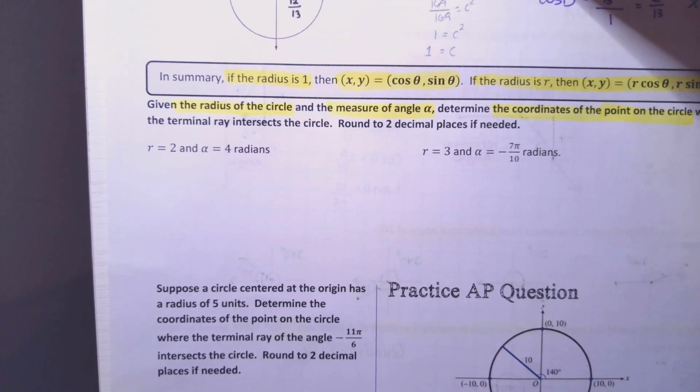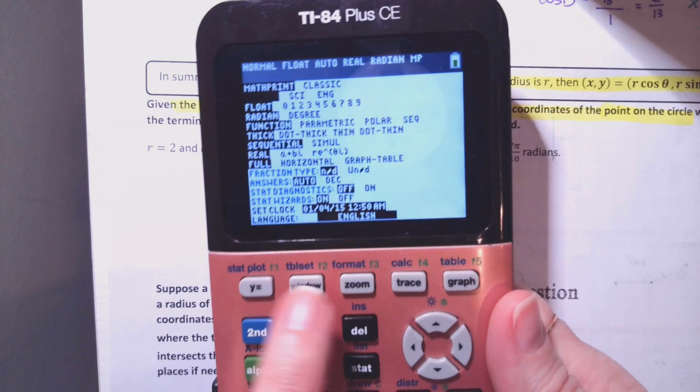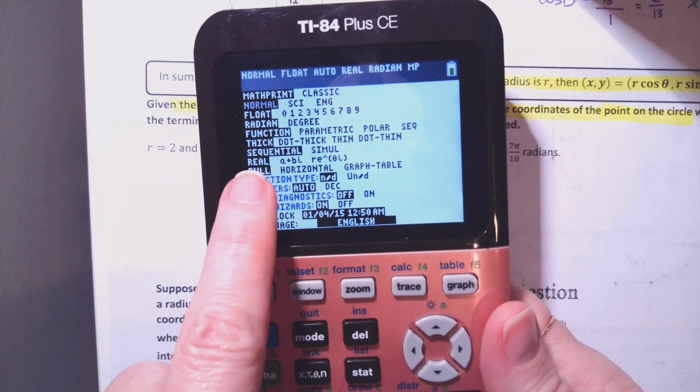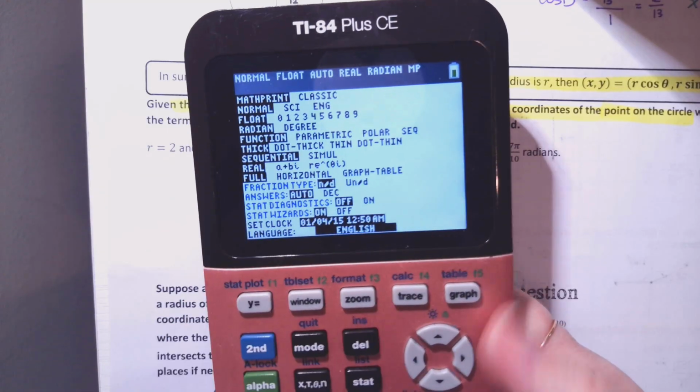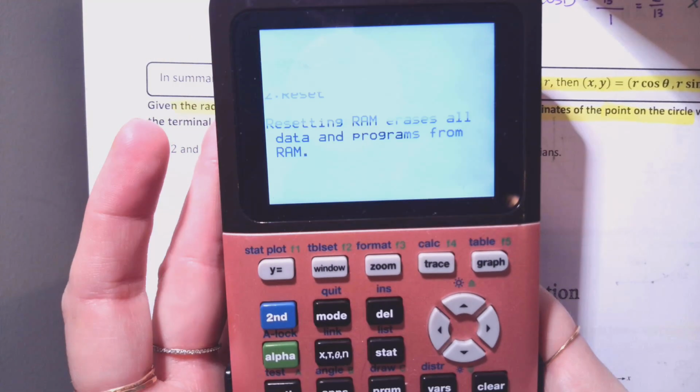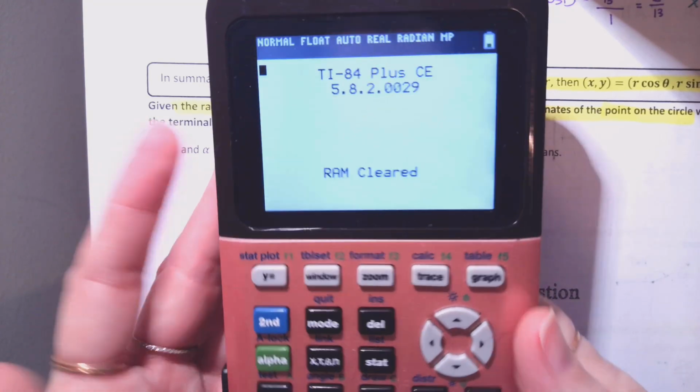Now, since this is in radians, your calculator actually needs to be in radians, which is rare for us. Usually I'm squawking at you to turn it to degrees. So when you press mode on your calculator, where's radians? Right here. Mine is in radians. If yours is in degrees, switch it back. Anytime you clear the memory on your calculator, it defaults back to radians anyways.